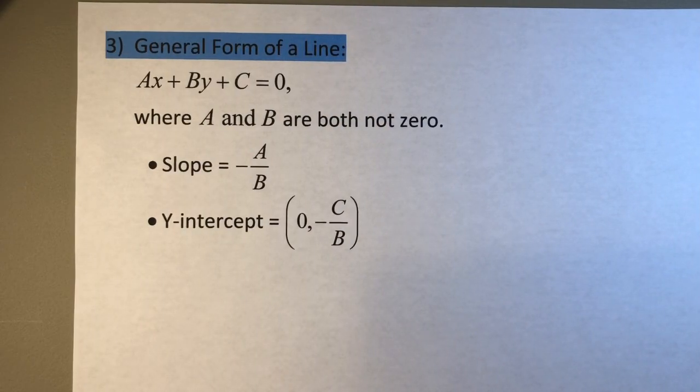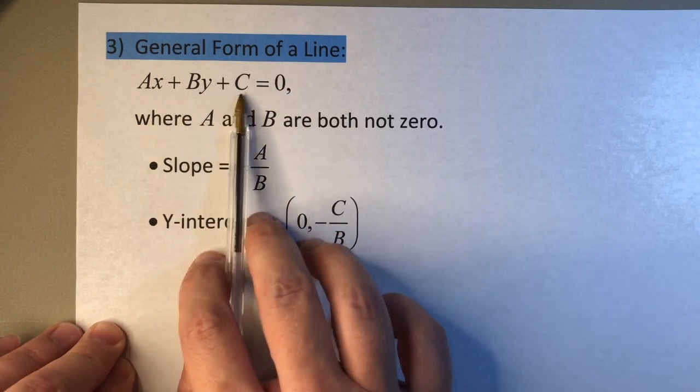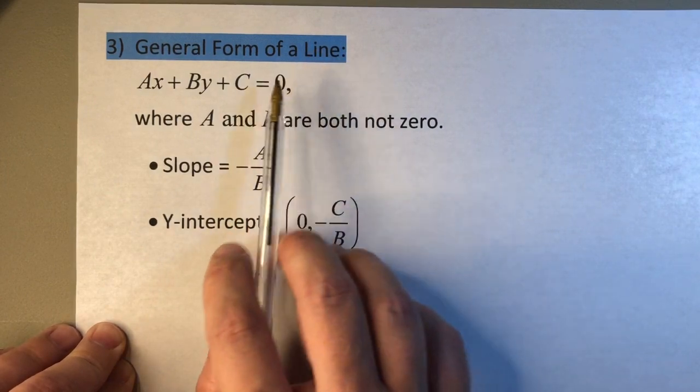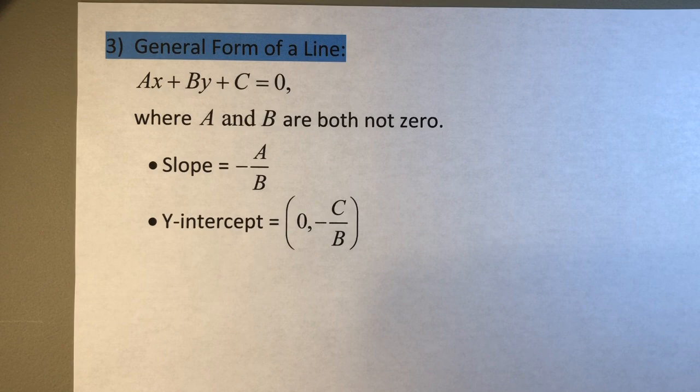All right, the general form of a line. So if you're looking at an equation of anything and it's set equal to 0, normally we say that's the general form of whatever that anything is. In this case, it's a line because we have an x term and we have a y term. All right, so if it's set equal to 0, it's the general form of an equation of something.